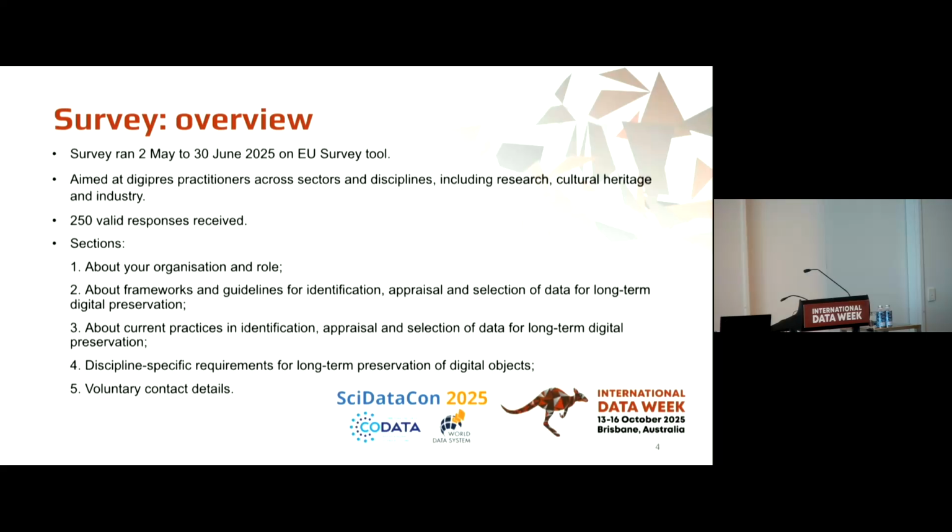So the first one was about organisation and role, including the type of organisation, where it's based or headquartered, and its size, the respondent's own role within the organisation, and the specific research disciplines, if any, for which the organisation preserves digital data objects. And we're using organisation as a term to embrace the research sector, cultural heritage organisations, and industry, so we're trying to be as open as possible, whilst making sure that the focus is on digital preservation practice within those organisations.